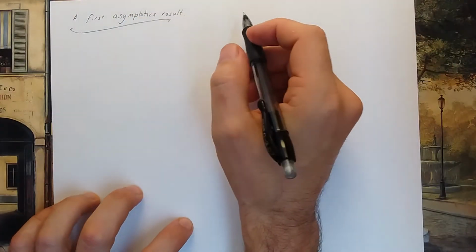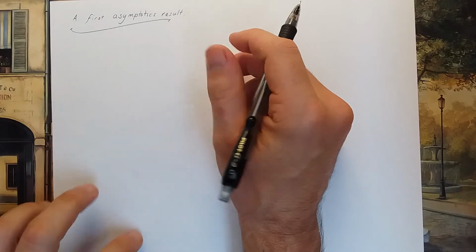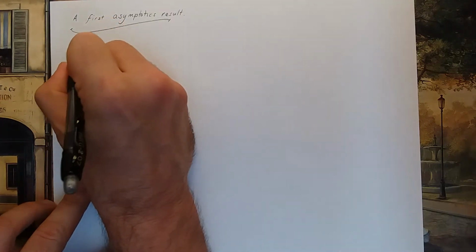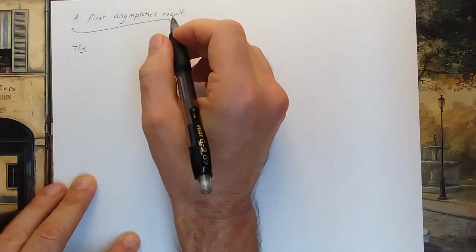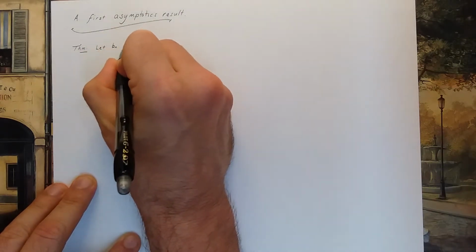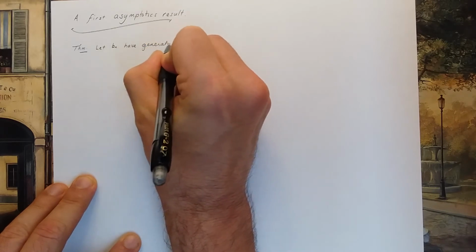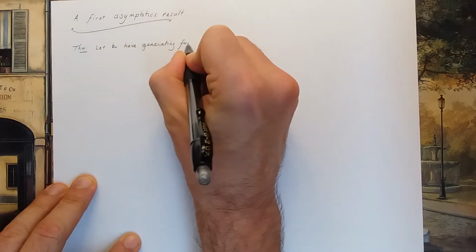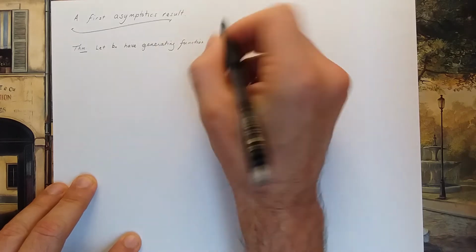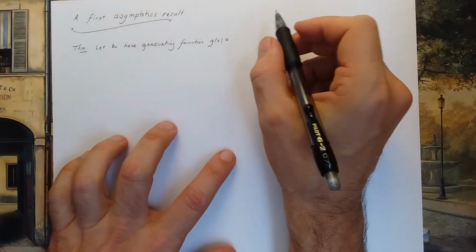So in this video, we get to state our first asymptotics result about the coefficients of generating functions. So here's the theorem. Let b_n have generating function g(x), and I'm going to say g(x) has this special form.